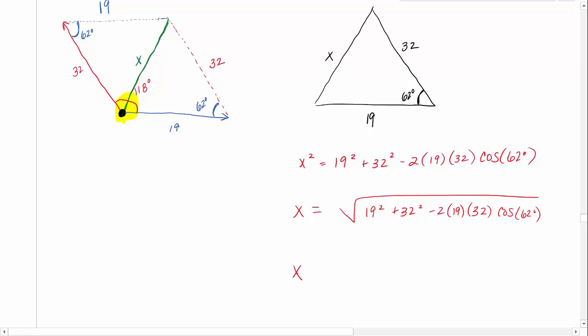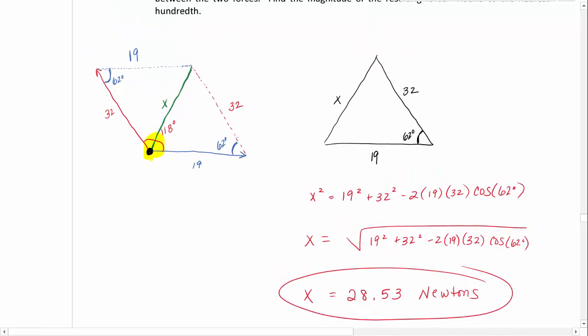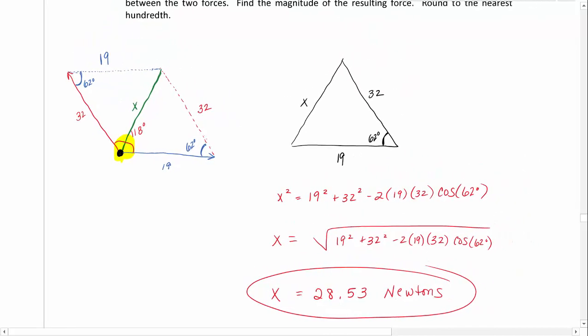We get x to be equal to, rounding to the nearest hundredth, 28.53, and our unit is newtons. And with these examples with parallelogram rule, really it's the same thing every single time. The key is to get a good picture, then you're going to do your breakout triangle, you're going to use the fact that opposite sides are equal, you're going to use the fact that adjacent angles are supplementary, that'll give you your breakout triangle, and then typically we are using law of cosines to finish up the problem.